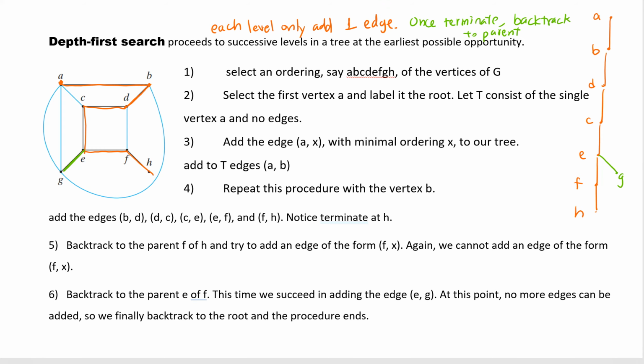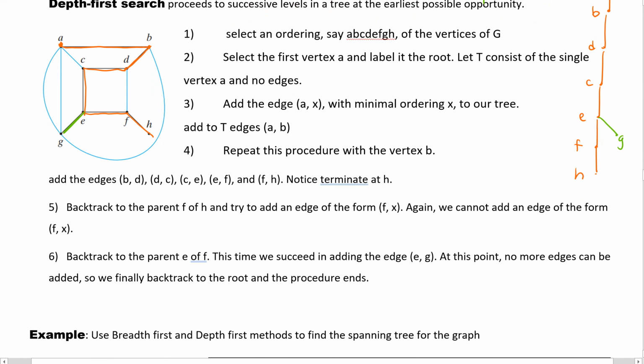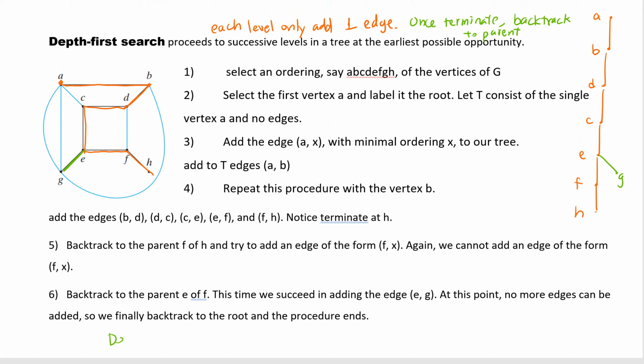So what can you see about this tree? It really gives us the highest tree. So this method gives us the highest trees. Depth first search usually gives us the highest tree compared to the breadth first search.